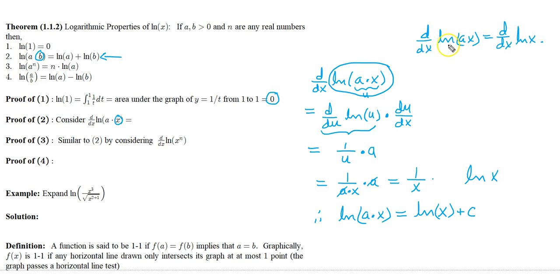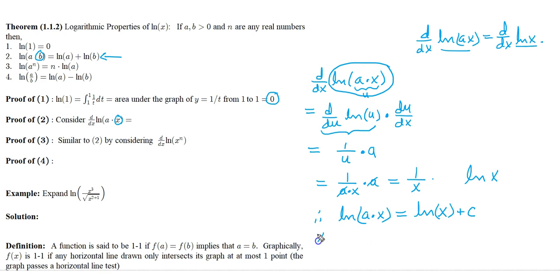So we have the derivative of these two functions being equal to each other. So these two functions, ln ax and ln x, must be equal to each other up to a constant c. Now what is that constant c? All right, well, let's put 1 in for x.